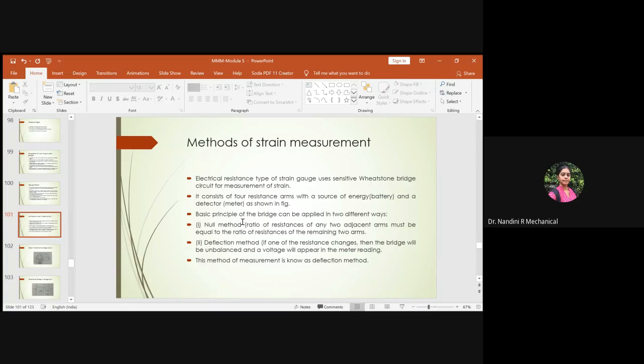But in the deflection method, due to variation of the resistance, at least in a single resistance arm, there will be no balancing in the bridge. It will be unbalanced, and as a result, the voltage will be induced, and that voltage will be recorded in the indicator in the digital mode, or what we call the meter reading. So this method of measurement is known as the deflection method. These are the two methods which are used in order to measure the strain by using our Wheatstone bridge circuit.